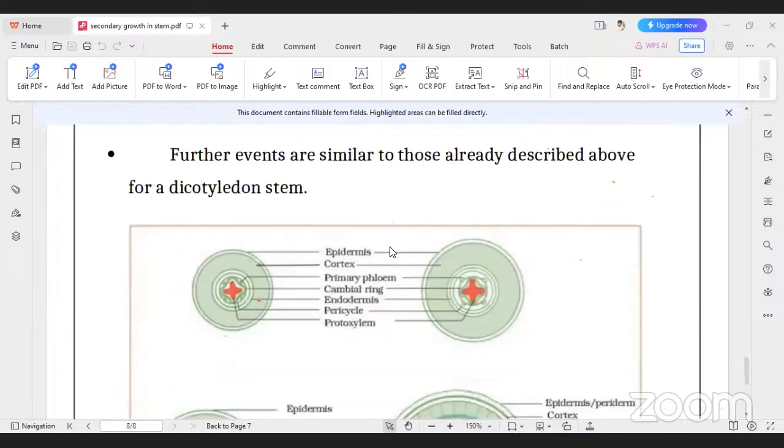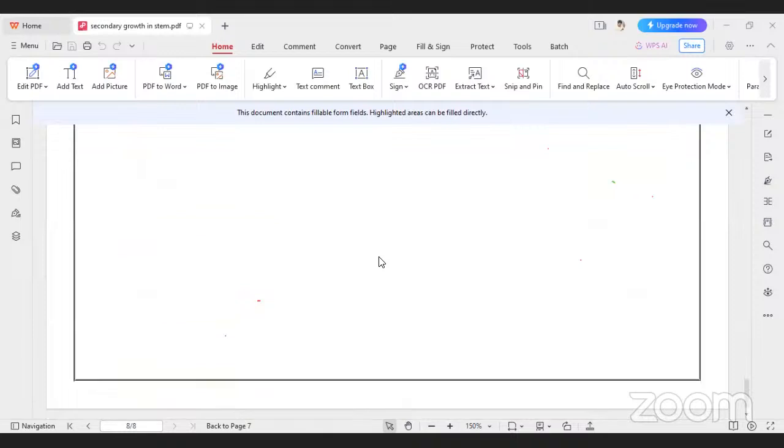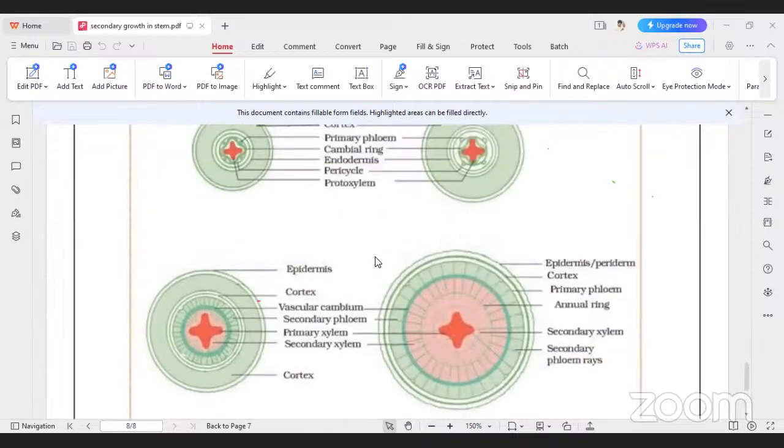Secondary growth in roots, no need. Only stem we require. Right. Now, any doubt in secondary growth? Any doubt in secondary growth? Hello?